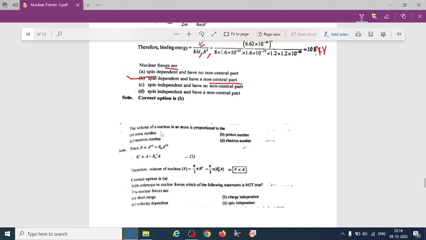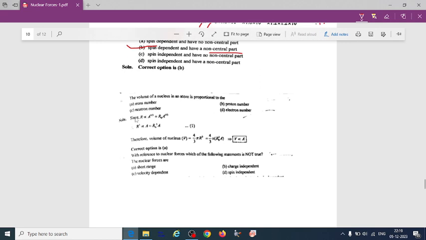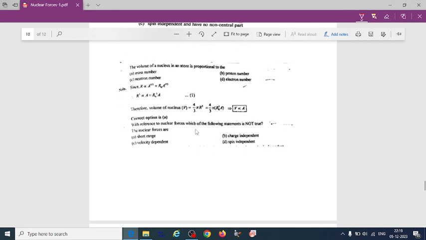The volume of a nucleus in an atom is proportional to. So the property of the size of the nucleus is what? R is equal to R naught into A to the power 1 divided by 3. So if we take volume here, the volume of the nucleus is what? 4 divided by 3 pi r cubed. So volume is directly proportional to mass number. So option A is correct here.